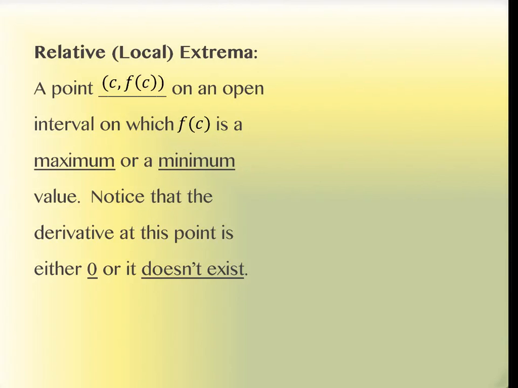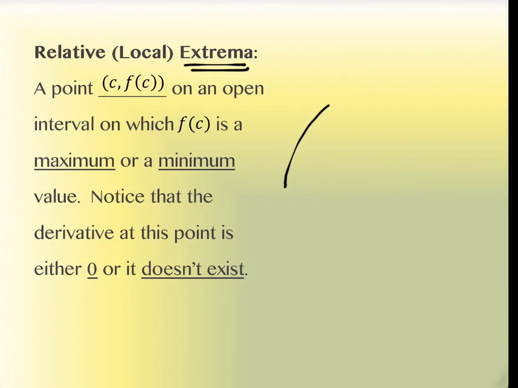We're going to be talking in this section about relative, and you see in parentheses the word local. Those are interchangeable words. Extrema. So extrema just means maximum or minimum, okay? It's gender neutral, if you will. It's a more general term for maximum and minimum. We can call it extrema. So if we have a point C, f of C on the interval, where it is a maximum or minimum value, then that's called a relative or local extreme value. Notice, when we do this, the derivative is either 0 or it doesn't exist.